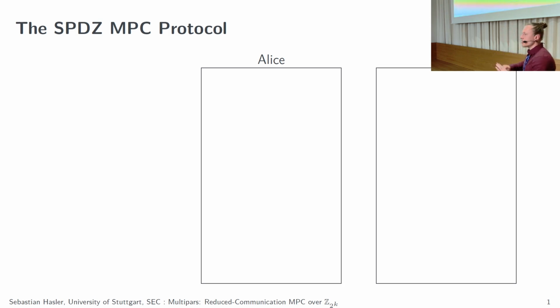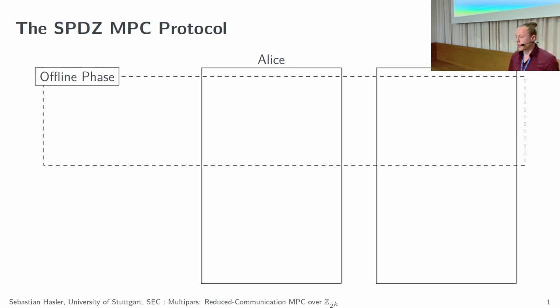Here in this talk, I will only talk about the two-party setting, but all of this can be extended to the multi-party setting too. So we have two parties, Alice and Bob, and first they run an input-independent offline phase where they produce some correlated randomness, which is then later used in the online phase to speed it up.